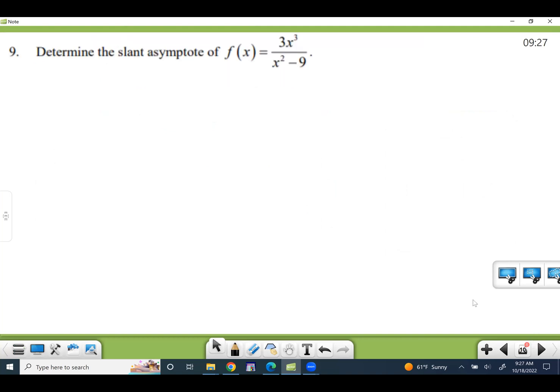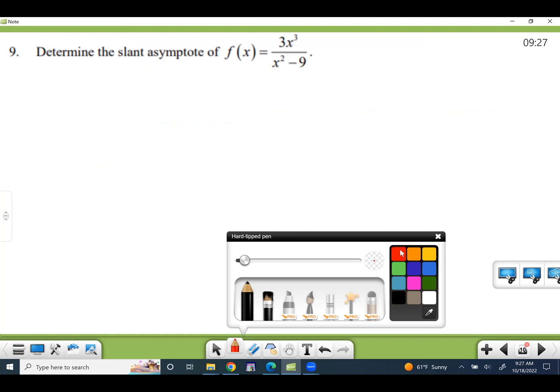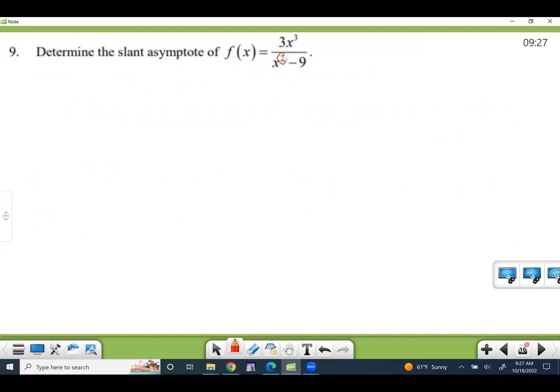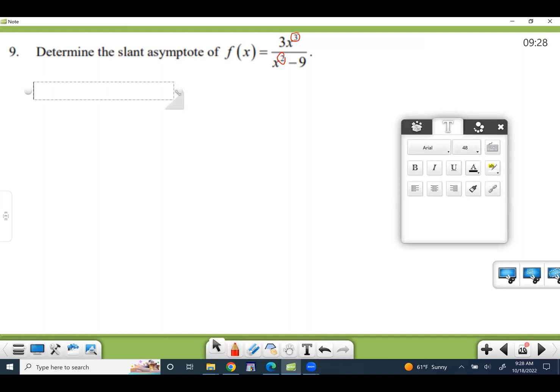Okay. So we're looking at this. How can we instantly know that we have a slant asymptote? The top is exactly 1 degree higher than the bottom, right? It can't be like a 4/2. Then we wouldn't have one, okay? So since the top is 1 degree higher, we know we have a slant asymptote.